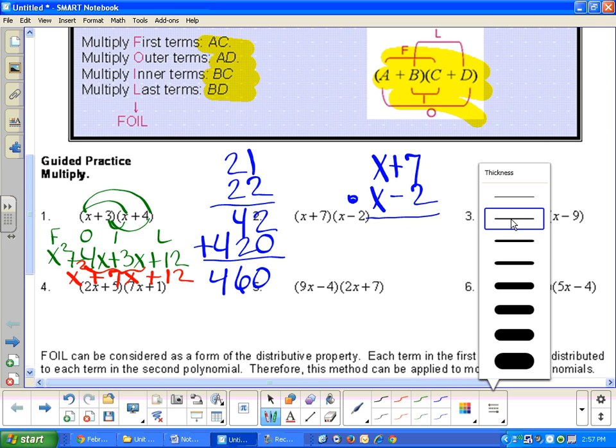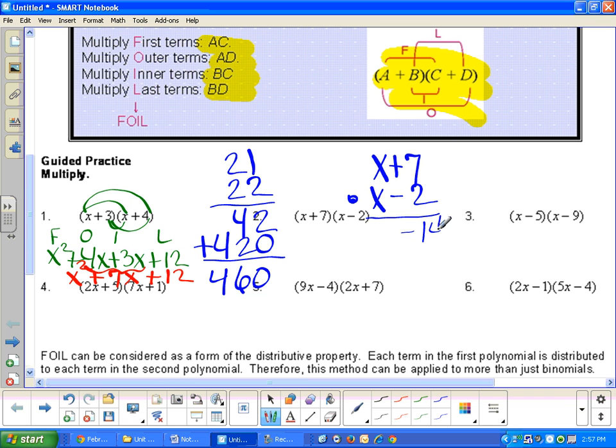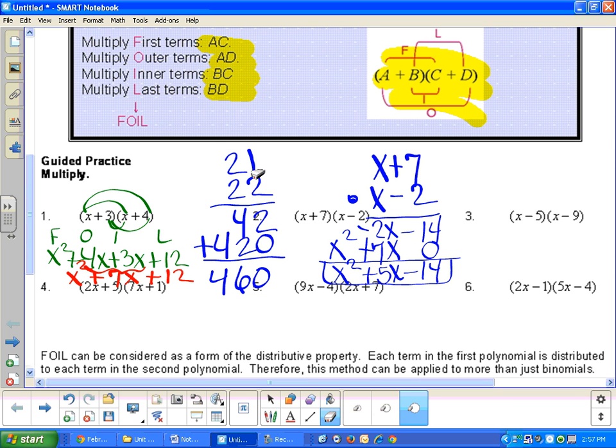So if I do 7 times negative 2, you have to take account of negatives, negative 14. Negative 2 times x, negative 2x. Hold your place until you use up negative 2. 7 times x, 7x, positive. X times x is x squared. The advantage is that these are already lined up. And so we have x squared plus 5x minus 14. Either way will give you your answer. So be aware of your negative signs so that you don't miss any of those.